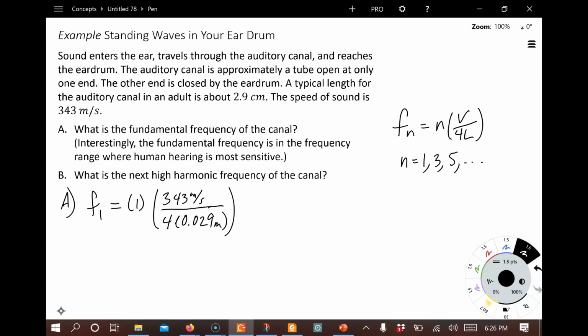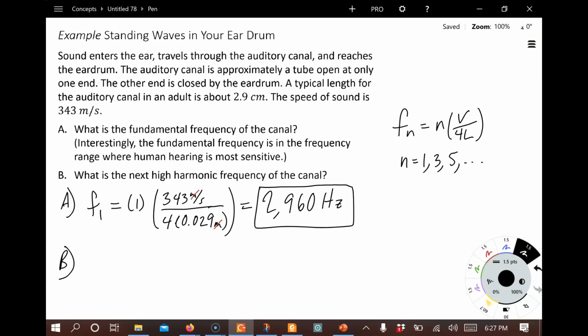And when we calculate that, we should get a frequency, which means we should get 1 over seconds or hertz. And the number we get is equal to about 2,960 hertz. And interestingly enough, that's near the range where human hearing is most sensitive, around 3,000 to 4,000 hertz.